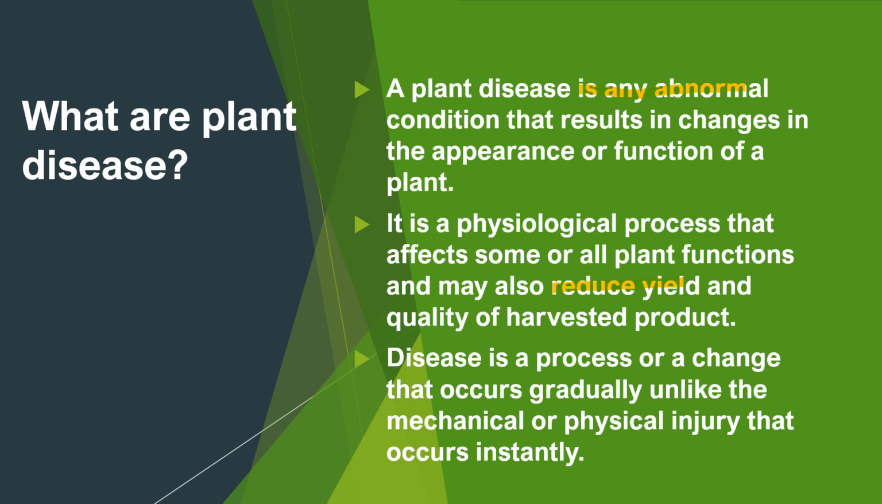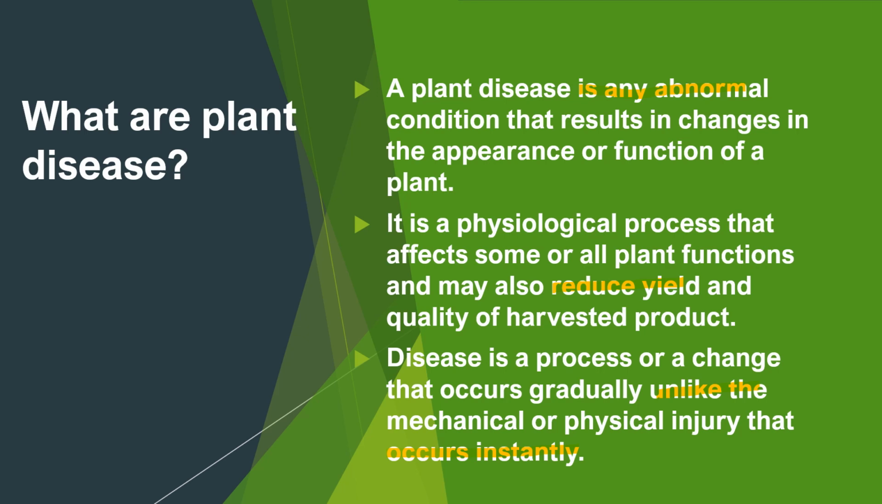That's why plant diseases have become so important, because if the crops or the ornamental plants suffer from a disease, then this incurs significant loss of yield and money. Now, disease is a process or a change that occurs gradually, unlike the mechanical or physical injury that occurs instantly. Here we have to differentiate between a disease condition and a mechanical injury. A mechanical injury occurs instantly, while a disease progresses slowly. So the disease will come gradually.